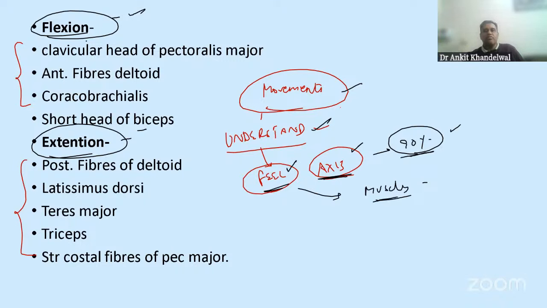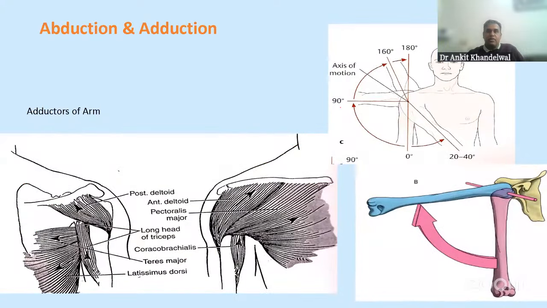For example, flexion is this movement. So front fibers or anterior fibers of pectoralis major, anterior fibers of deltoid, coracobrachialis, and the short head of biceps. They are all lying anteriorly. Posteriorly, we have posterior fibers of deltoid. These muscles are lying posteriorly. Look at latissimus dorsi, teres major, triceps. They are all lying posteriorly. Getting a point?